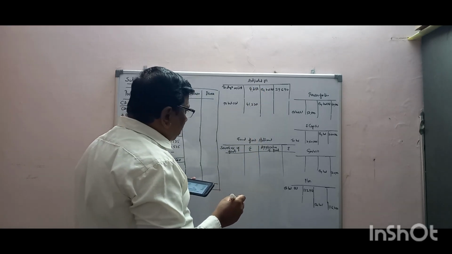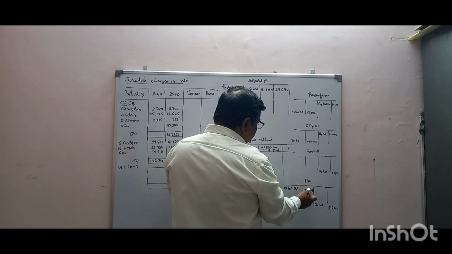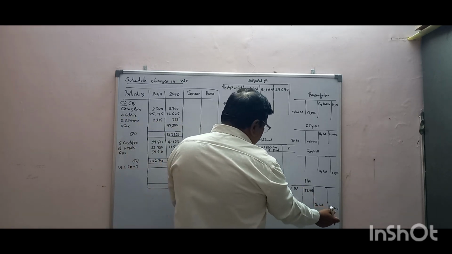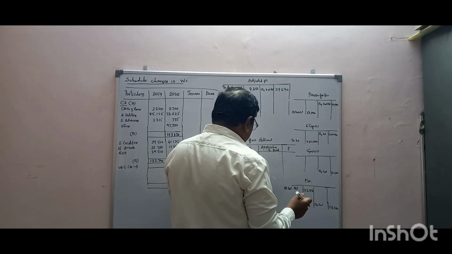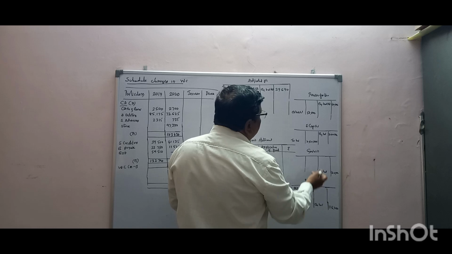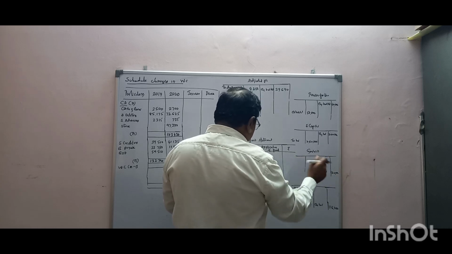Plant and machinery has an adjustment. On the asset debit side it is 1,12,950 and 1,16,200. Goodwill: the opening is not there, but the closing is 20,000.